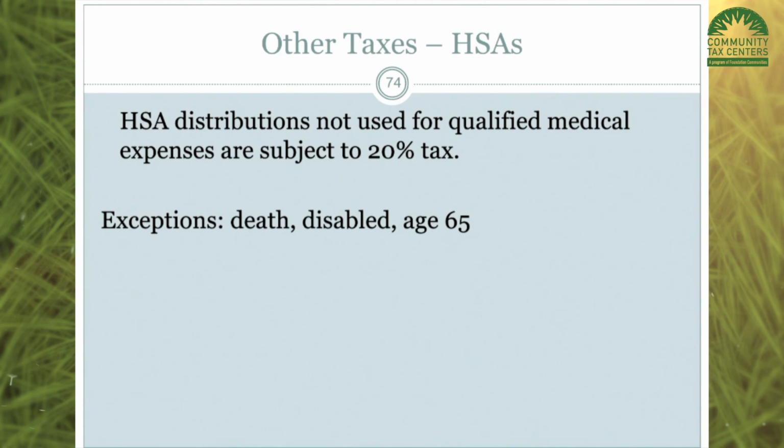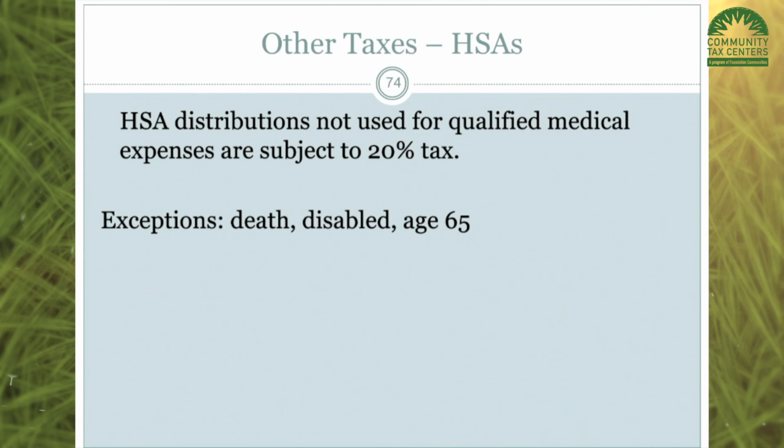Then we have our HSAs, health savings accounts. Remember, we talked about if they do not use their health savings account for medical, dental, or vision, they take that distribution and just use it for anything else, that HSA distribution amount is reported as income. Whatever has not been used for medical, vision, dental, that amount becomes treated as income, and they're subject to a 20% tax. TaxSlayer calculates that.